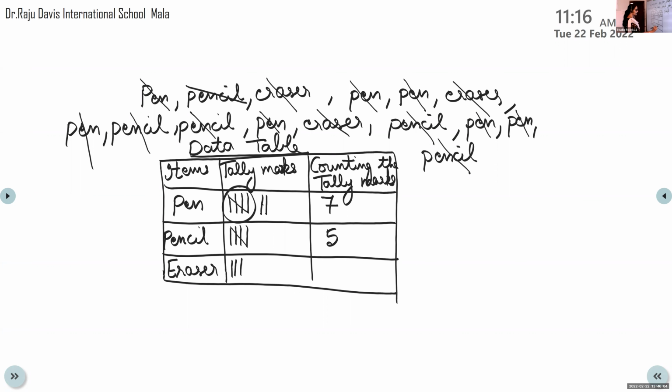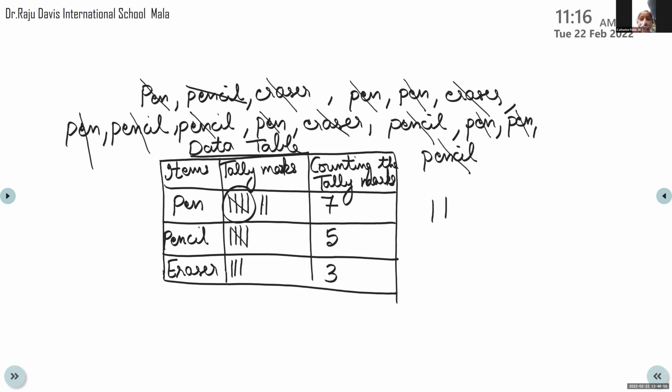Now here it is three. Only this much is to be done. It's easy, no? So the names of the items will be given. You have to draw a data table. Then three columns should be there in the data table. The first column for writing the name of items. Second one for tally marks. Third one for counting the tally marks. Okay. So in the tally marks, how will you draw the line? What is a tally mark? It is a vertical line used to denote the number of items. Four vertical lines and the fifth one will be slanting. So by looking at those vertical lines itself, we should understand that there are five.